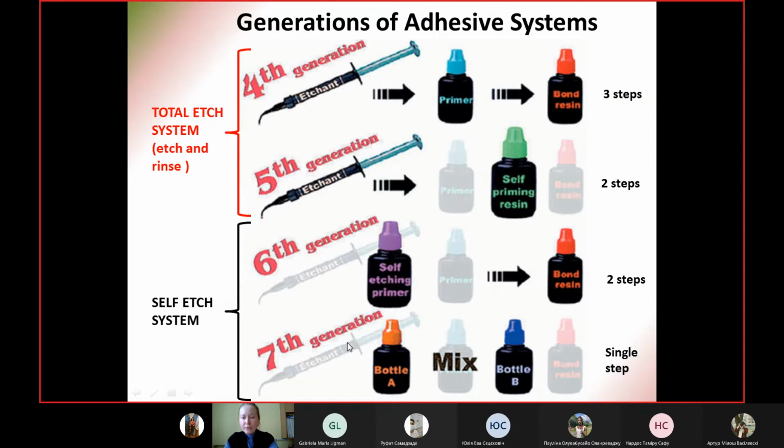In the 7th generation, we have bottle A and bottle B mixed together, and then apply the adhesive system to the caries cavity. So we have a single step. We just apply one time, but should mix liquid from bottle A and bottle B.